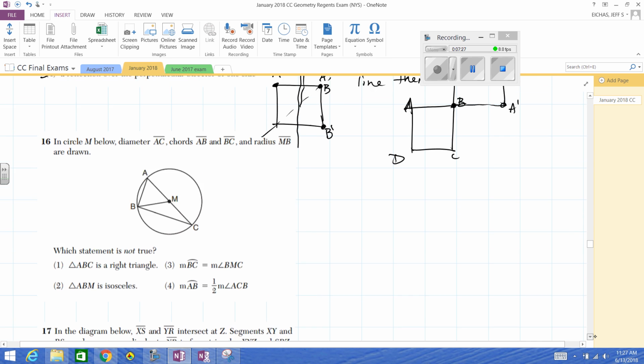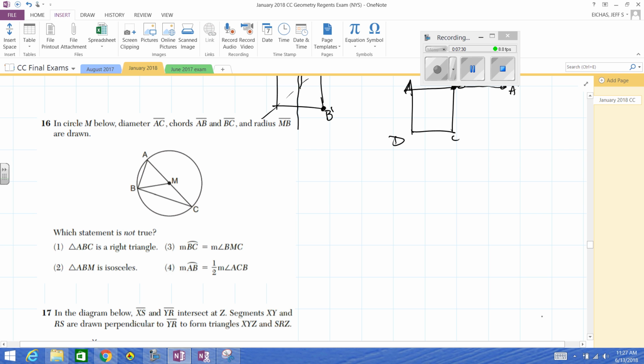All right, number 16. In circle M, we label circles, we name them by their centers. So now you can see why we say it's circle M. Diameter AC. Chords may or may not go through the center. In this case, neither one of these does. All right, here's a couple of ideas. When you have a situation such as this, you have a diameter. An inscribed angle that opens up to a diameter is a right angle. So that's one fact.